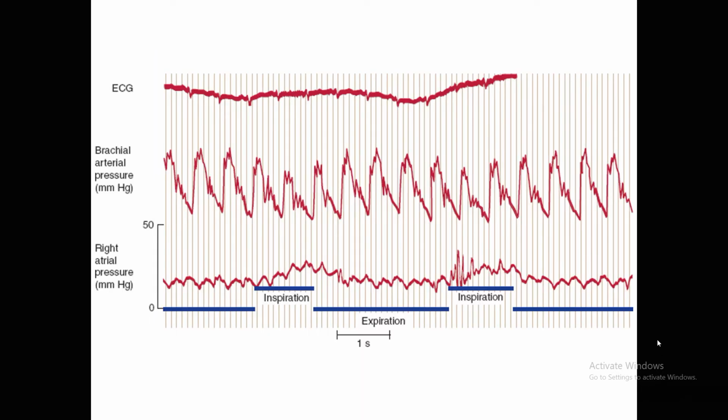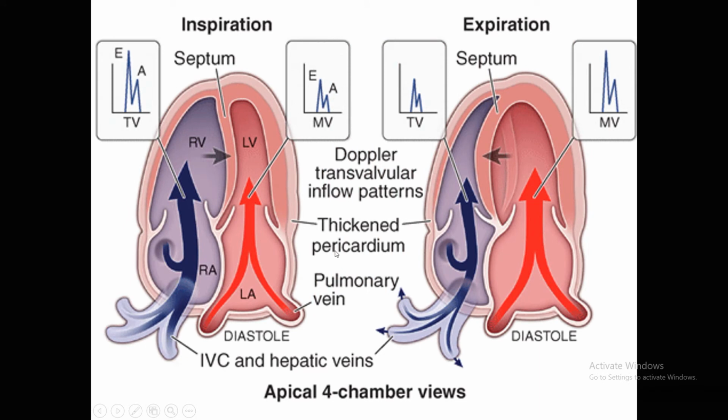In addition, the so-called paradoxic pulse is observed. It is demonstrated by a marked inspiratory decrease, inspiratory drop in the systolic arterial pressure. It is shown on this record. Inspiratory drop of the systolic arterial pressure. The mechanism of the inspiratory changes, the paradoxic pulse during inspiration, is demonstrated on this picture.